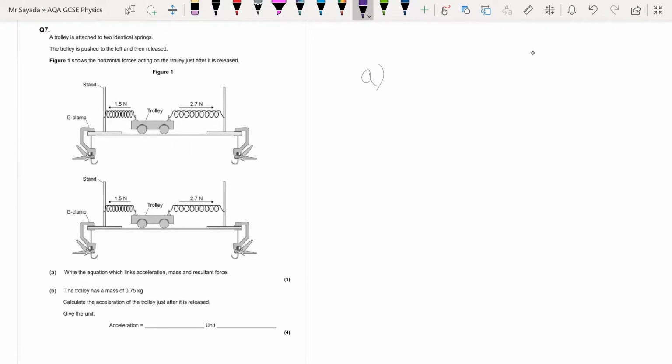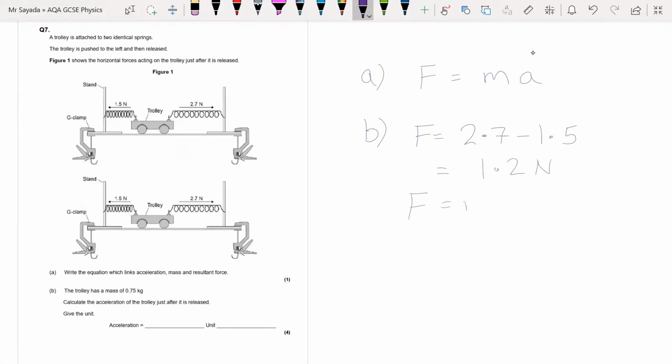So for question A, it's just resultant force equals mass times acceleration. That's Newton's second law. So for B, we have to use that, but we're going to have to first work out what the resultant force is. The common mistake here would just be to use 2.7 or 1.5, but that's not correct. The resultant force is going to be the difference between 2.7 and 1.5 because they're acting in opposite directions. So 2.7 minus 1.5 is 1.2 newtons. So the resultant force is 1.2 newtons.